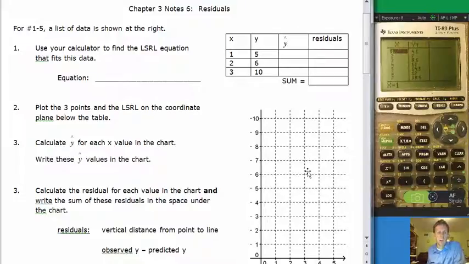I'm going to have you pause the video. When you get done with steps 1 and 2, you can restart it, and we'll come back to step 3 in just a moment.